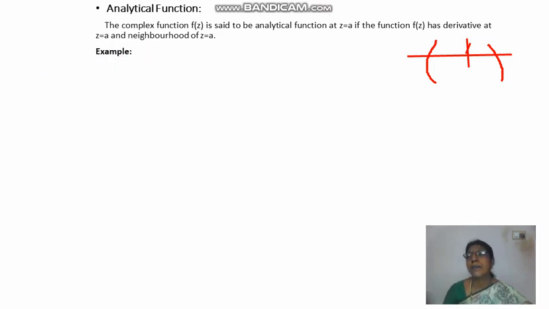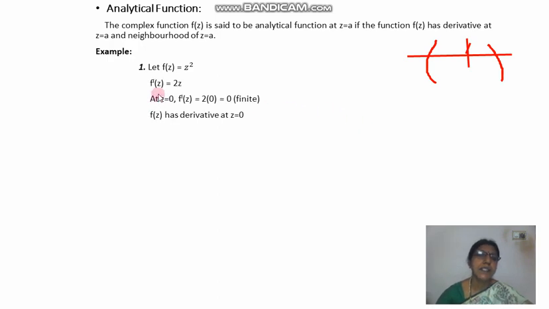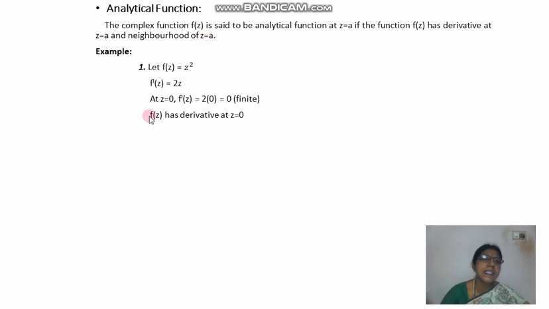Now see the example here. The first one: let the function f of z be z square. That means f of z is a function of z. Now what is its derivative? Derivative means differentiate with respect to z, f dash z. F of z is z square, so f dash z is equal to 2z. In the definition we use z is equal to a, where a is any point. I am taking the point 0.